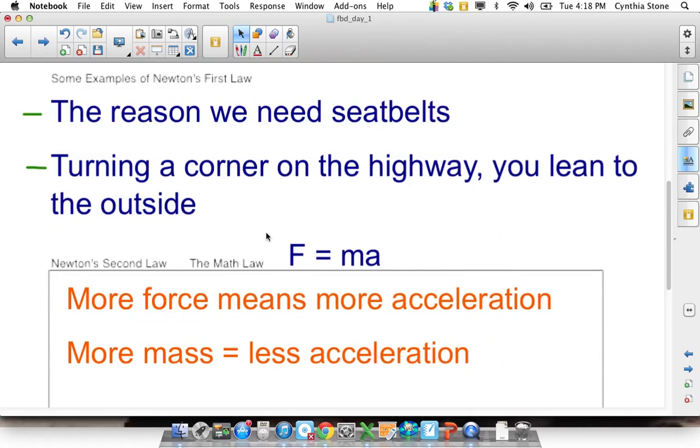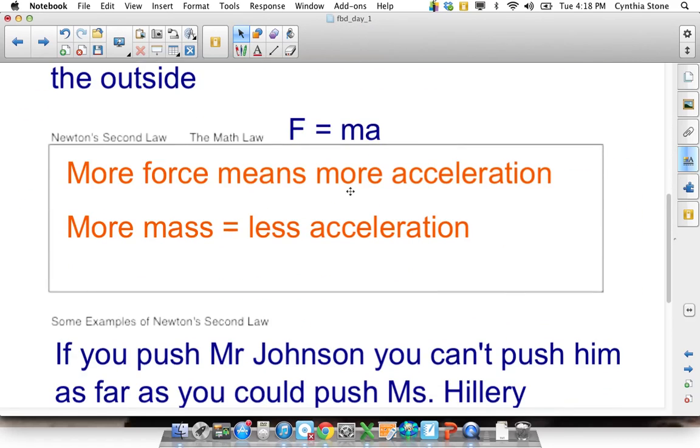The second law is what I call the math law. And here's the math of it: F equals ma. Force equals mass times acceleration. What it means is more force means more acceleration, and more mass means less acceleration with the same force. It's in the second law that we do most of the math of this unit, and it's really just this equation. Again, if I'm going too fast, please pause.